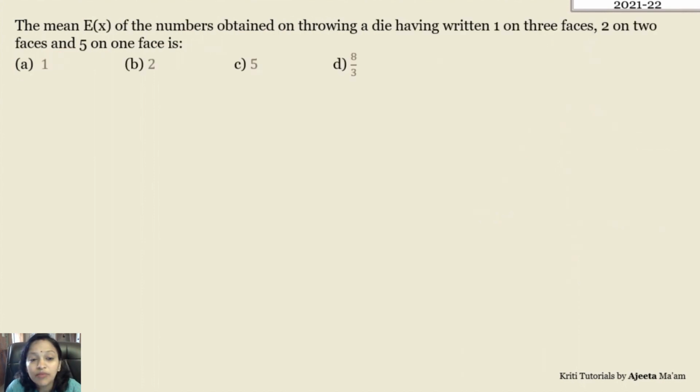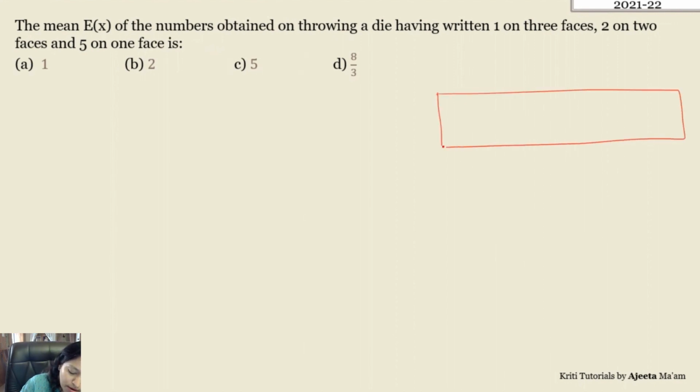Let's move on. The mean, that is expected value of the numbers obtained on throwing a die having written 1 on 3 faces, 2 on 2 faces and 5 on 1 face. Now a normal die has a different number on each face, but in this die, what numbers are written? Only 3 numbers appear, 1, 2 and 5. On how many faces is 1 written? On 3 faces. How many total faces are there? 6. So 3/6 is the probability of getting 1.